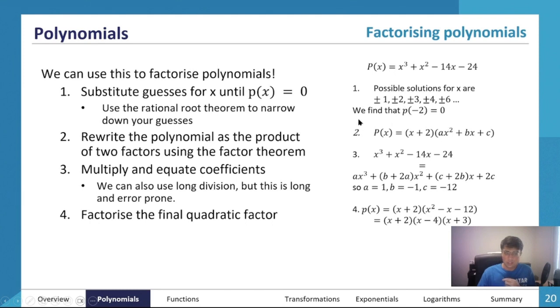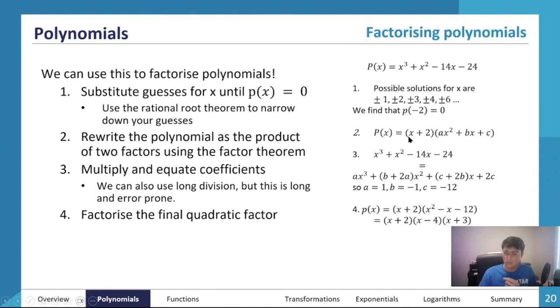The next thing we do is use the factor theorem to rewrite the polynomial as the product of two factors. Looking on the right side here, since p of negative 2 is equal to 0, by the factor theorem, that means that x plus 2 is a factor. So we can rewrite the polynomial. First, we start off writing x plus 2, and then we know that there's a quadratic factor left, ax squared plus bx plus c. We don't know the values of a, b, and c, but we can use our knowledge of equating coefficients to find those values.